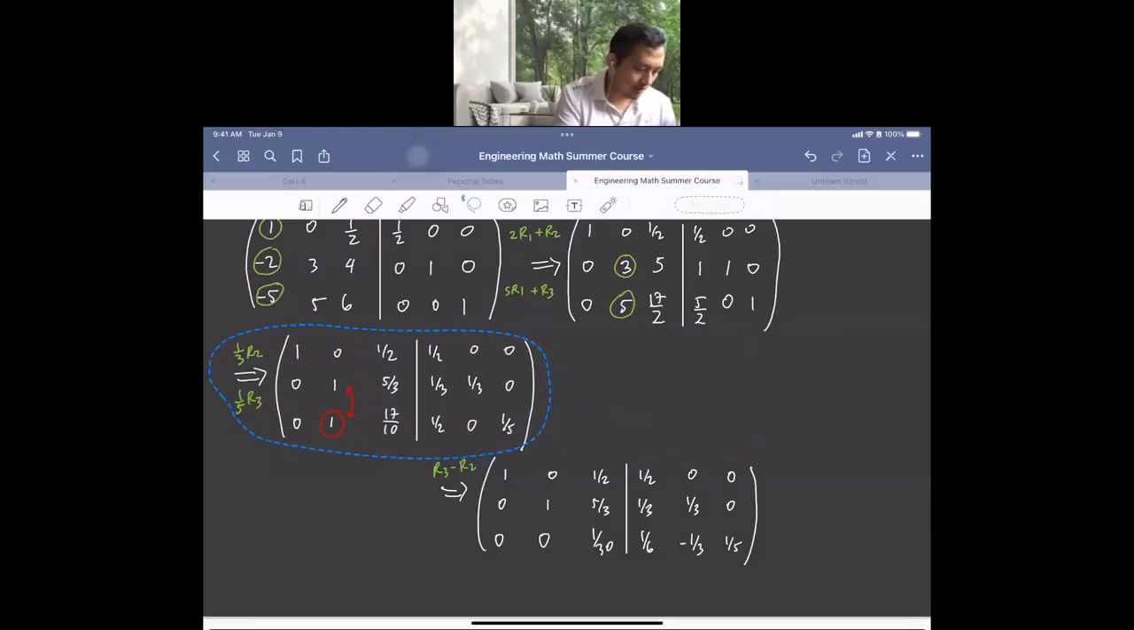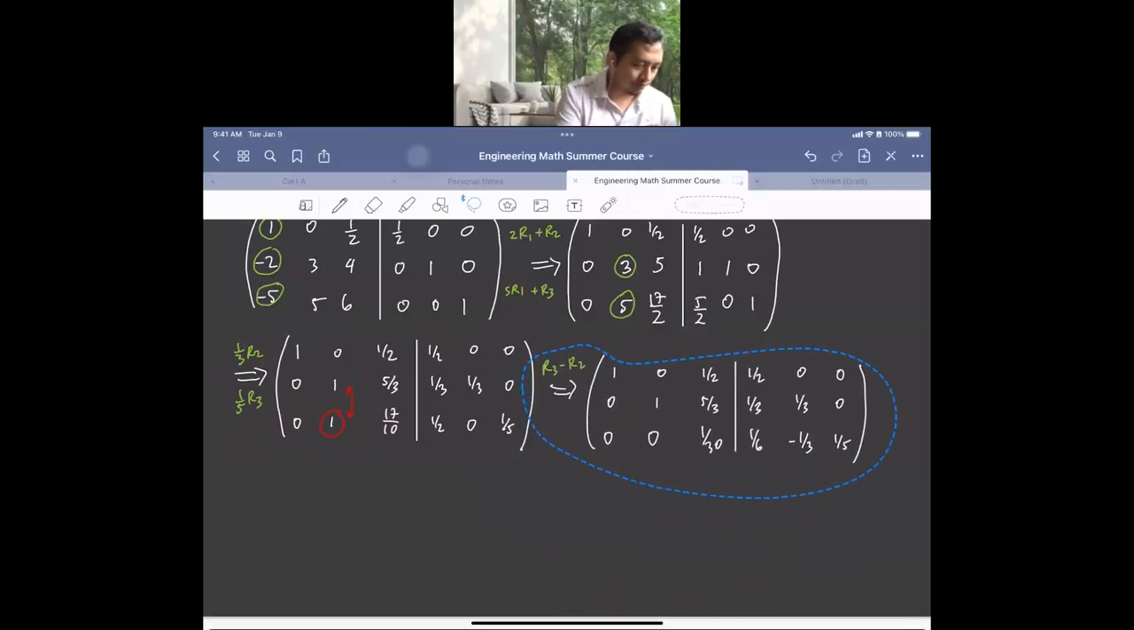Okay, let me take here and let me take right here. The next thing what we can do is we want to multiply this with 30 to make it 1. So multiply 30 R3.